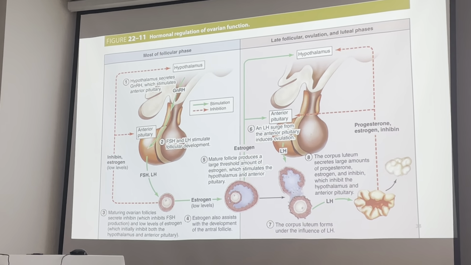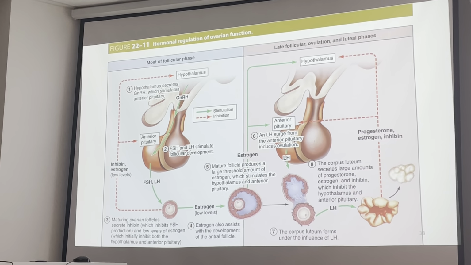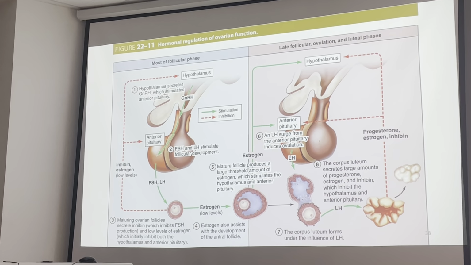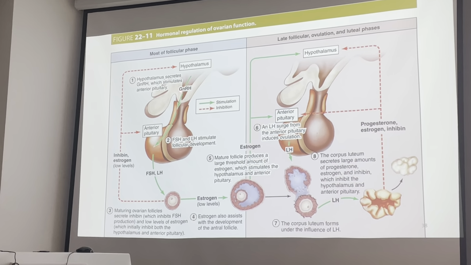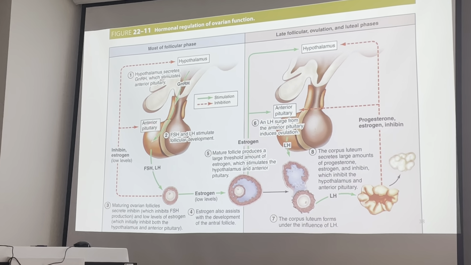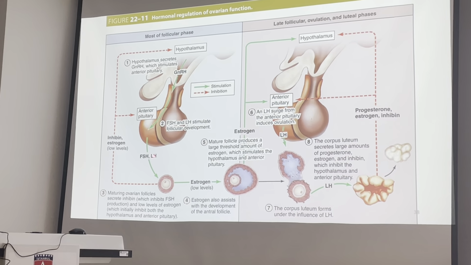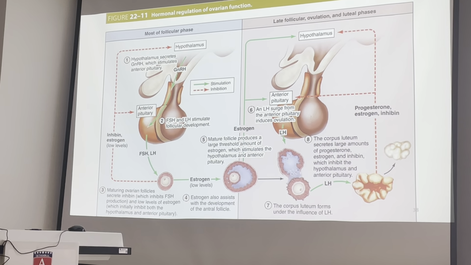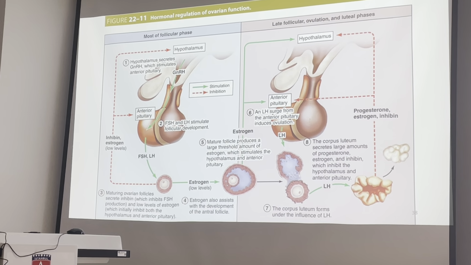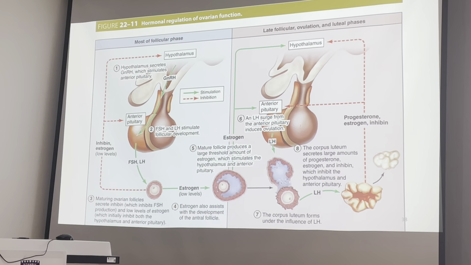Here we can see hormonal regulation of the ovarian functions. All of these functions are under the control of the hypothalamus with GnRH. GnRH induces the anterior pituitary to produce FSH and LH. FSH affects the granulosa cells and starts the follicle development.